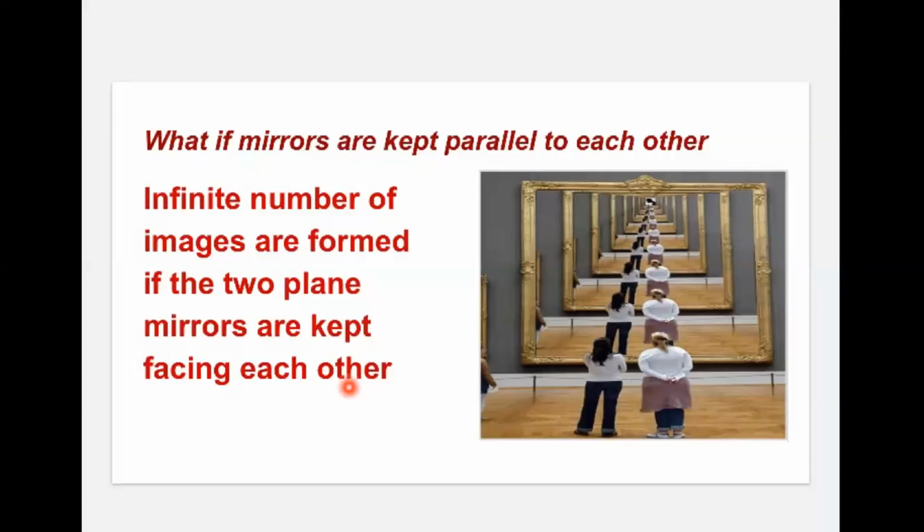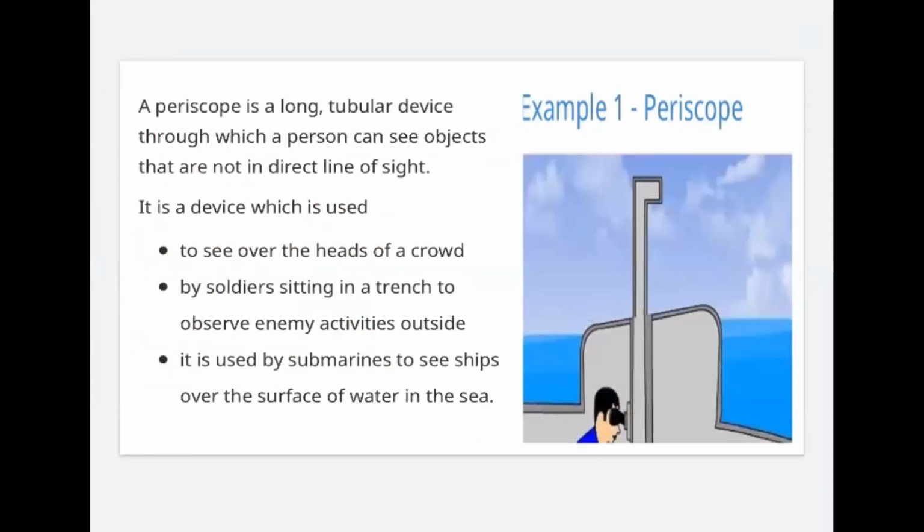You can also say if they are facing parallel to each other. So you can see two ladies are standing over here, and there is one mirror over here and there is one mirror at the back side of this lady also. So what happens is you can see innumerous number of images of these two ladies. You won't be able to count. So where this property of parallel mirror is being used, we will now see.